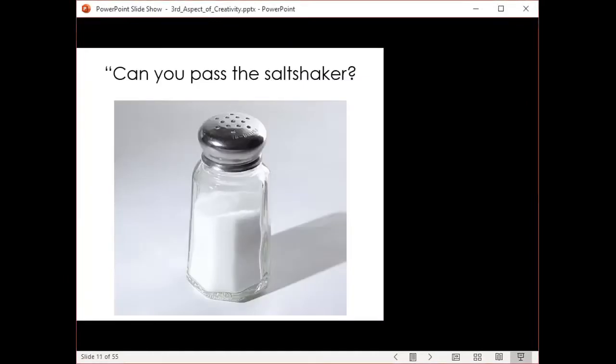In one study, again done with people with right hemisphere damage, they were asked, what's an appropriate response to this question? Can you pass the salt shaker? Many of those people with right hemisphere damage said an appropriate response would be, "Yes, I can."